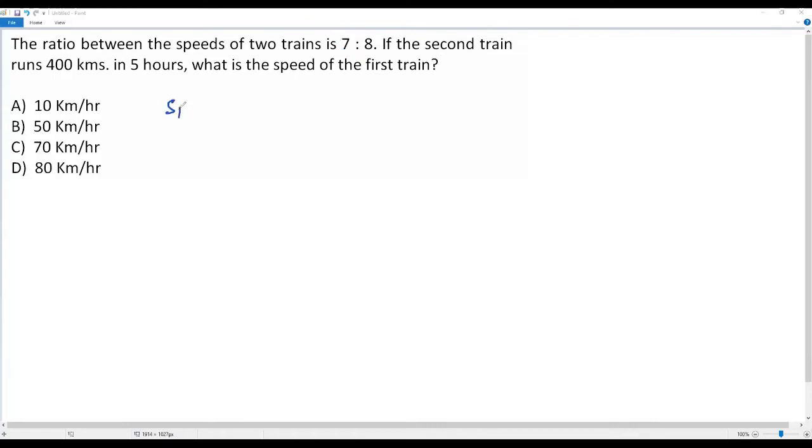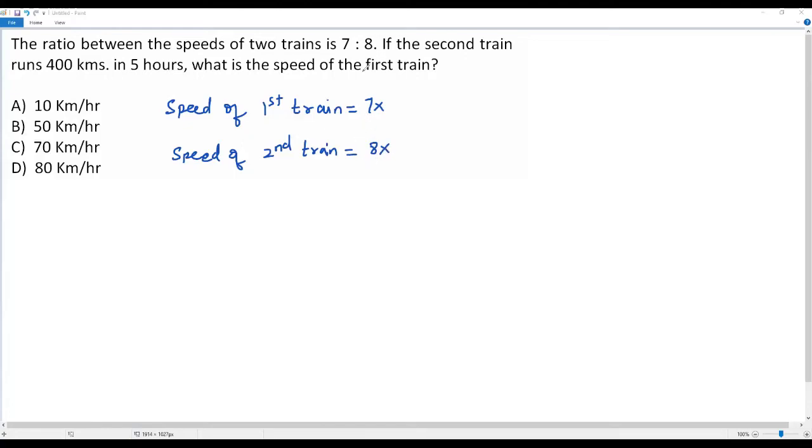Okay, let me write it over here. Speed of first train. To get the speed of the first train, I have to multiply the first term of the ratio by the non-zero number x. That is 7x is the speed of the first train. Now let me get the speed of the second train. The speed of second train is equal to, so the second term of the ratio has to be multiplied by the same non-zero number x, that is 8x. So now I got the speeds of the two trains in terms of x, 7x and 8x.